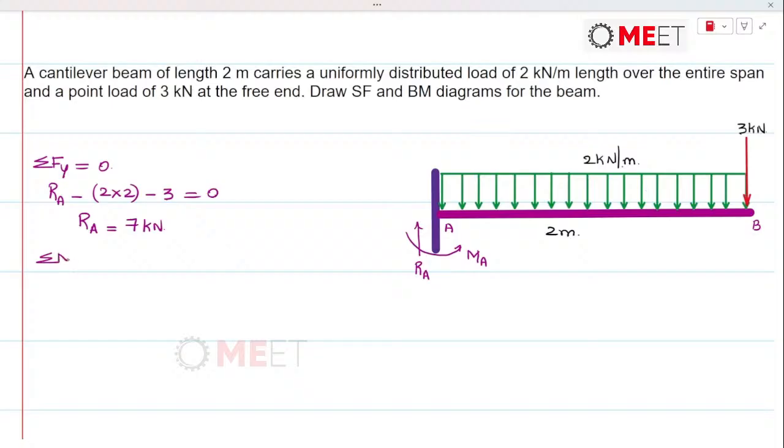In the same way, we can calculate moments about A equal to 0. At A we find a concentrated reactive moment that is anti-clockwise, so we write minus MA. Next, the UDL is converted into force, that is 2 into 2, which is 4 kilonewton, and it is going to act at the mid of this span, that is 2 by 2, which is 1 meter.